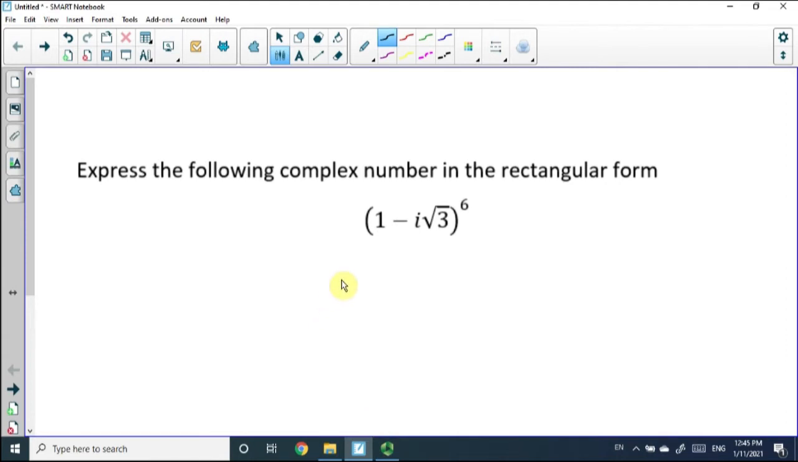Hello there. In today's video, which is a simple video, we will answer the following question. Express the following complex number in the rectangular form. Now, rectangular form means we want to find the answer and write it as a real part plus an imaginary part.